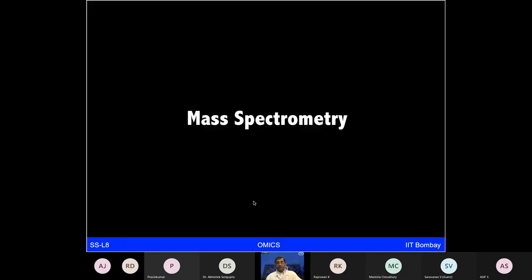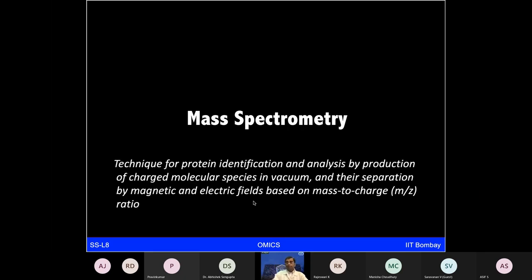complex technologies now, which I just showed you in our laboratory views and the setup here, where we can now use these types of high throughput gadgets to identify the proteins in a really high throughput manner. So mass spectrometry is one of the techniques to do protein identification and analysis by producing charged molecular species in vacuum and separating them in magnetic and electric fields based on mass to charge ratio.